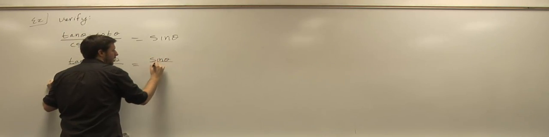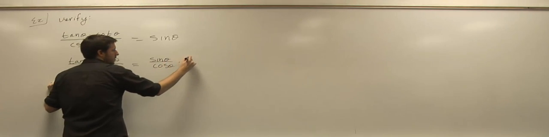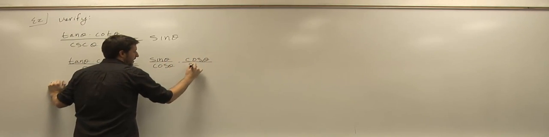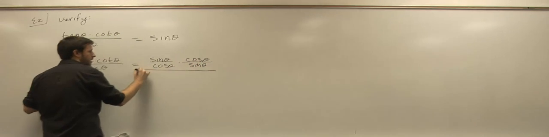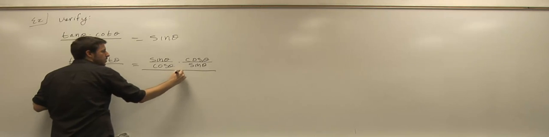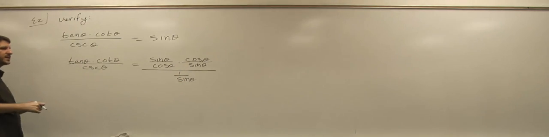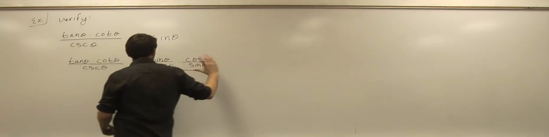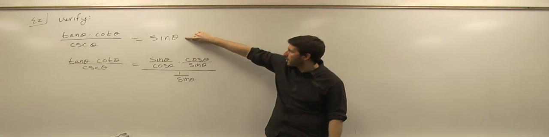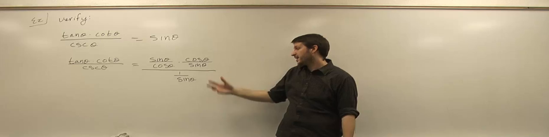Sine theta over cos theta. Cotangent is equal to the reciprocal, cos theta over sine theta. And then on the bottom, cosecant theta is equal to the reciprocal of sine, 1 over sine theta. Even though this is uglier, it gets me closer to my goal because I have sines in there now. And I can probably do some canceling.